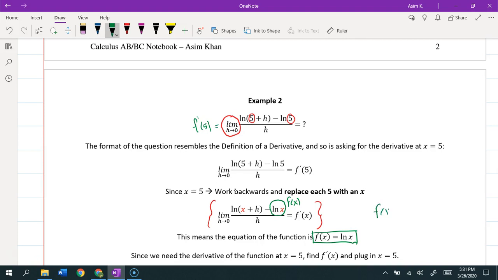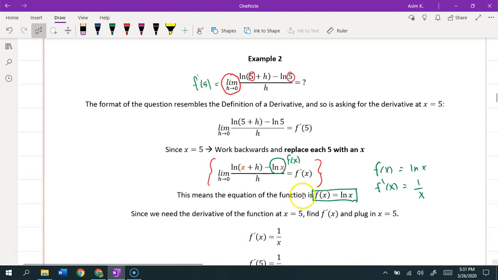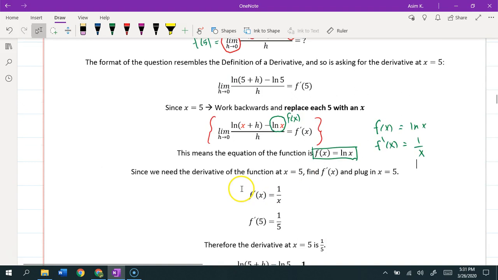So what we just did is we rigged this problem. We said, okay, I know what f of x is. f of x is natural log of x. I know that f derivative x is therefore 1 over x. And if you want the derivative at 5, I'll go ahead and plug in the number 5 into this. And so here you have it. You end up with f derivative 5 is equal to 1 over 5.